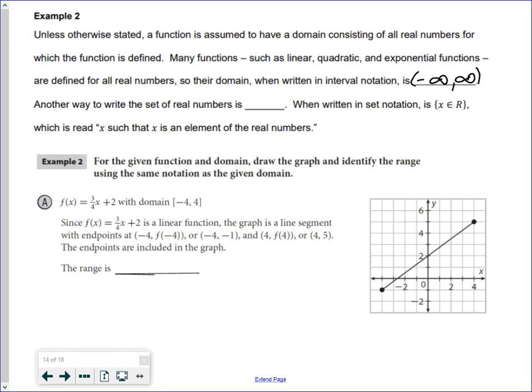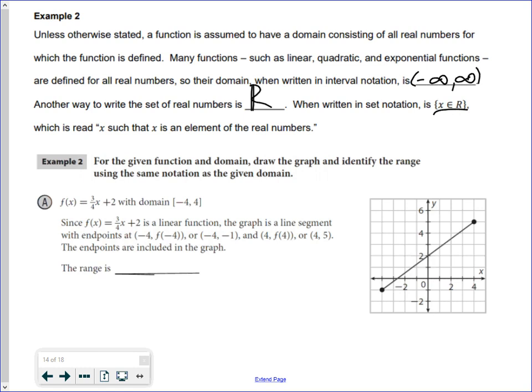And another way to write the set of real numbers is we draw an R and then put another line there next to the first line. Let's draw that a little better. So you have an R, then you have a second line. When written in set notation, if x is in the set of real numbers, that's what this symbol right here means. And it's read as the set of x such that x is an element of the real numbers.